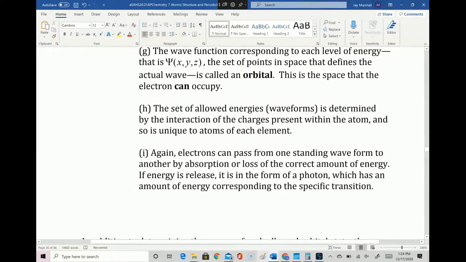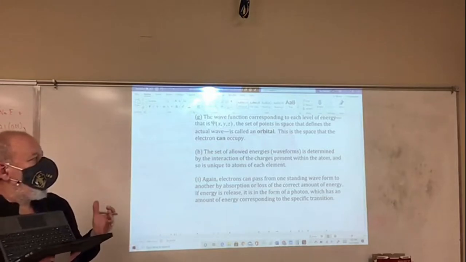So the wave function corresponding to each level of energy, this wave function is the set of points in space that defines the actual wave, and this is called an orbital, and this is the space that the electron can occupy. And this is as good as we can do. Okay? Again, we can only say this is where the electron might be, or it's most likely to be. We can't say where it is exactly, but we know that it's going to be in this space somewhere. And within that space, we can actually create the probability that it will be at certain points within that space.